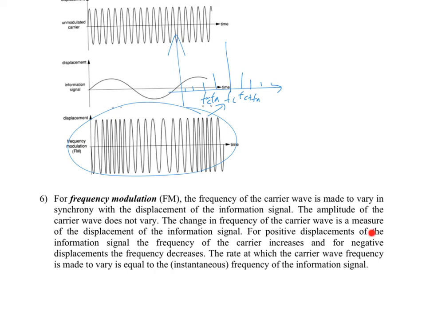Now this next sentence is optional. If you don't want to write, also can. For positive displacement, the frequency increases. Negative displacement, the frequency decreases. That one is optional. But the last one is important. The rate at which the carrier wave frequency is made to vary is equal to the frequency of the information signal. So what does it mean? How many times this wave changes from high frequency to low frequency to high frequency depends on this frequency. Because every time you change from peak to trough to peak, it will change from high frequency to low frequency to high frequency. This one changes more times, this one will change more times. That's what they're trying to say. Okay?